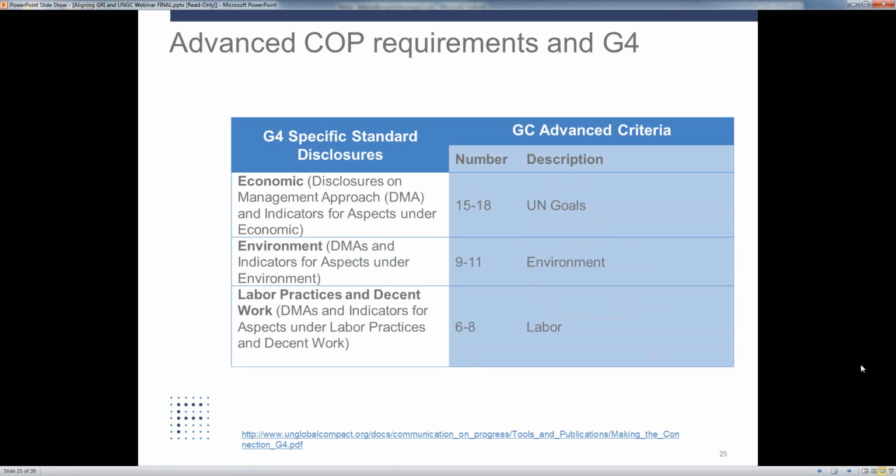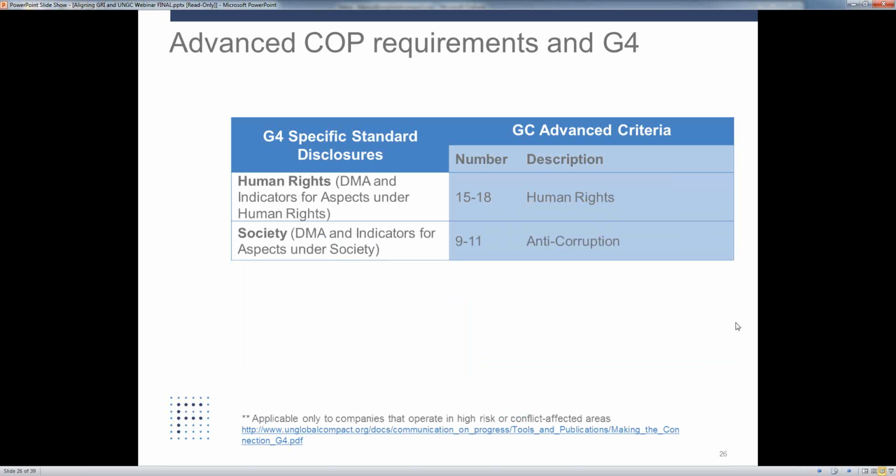So the first slide was about the general standard disclosures. This slide starts to look at the specific standard disclosures, and here, if you're a G4 reporter, you would be identifying which specific standard disclosures relate to your material issues. So you would select economic, environmental, labor practice aspects and indicators if those were issues that came up as material in your analysis. And then you could also align with the GC advanced criteria, UNGC goals, environment, labor, and then the next slide shows human rights and anti-corruption. So again, this is a pretty comprehensive map of how the different advanced criteria and the Global Compact principles align with the specific standard disclosures as well as the G4 general standard disclosures. We can go to the next page.